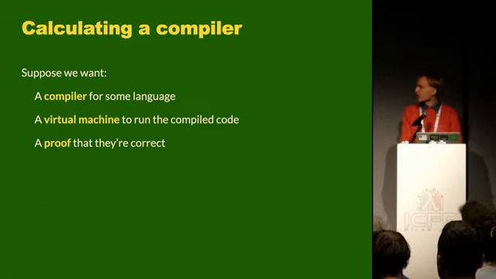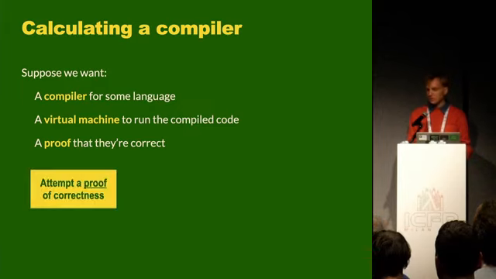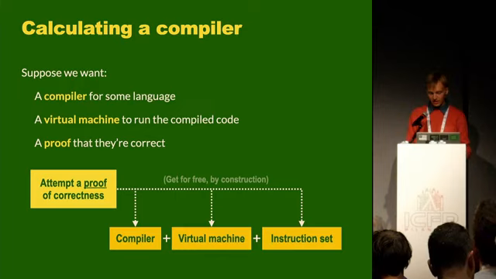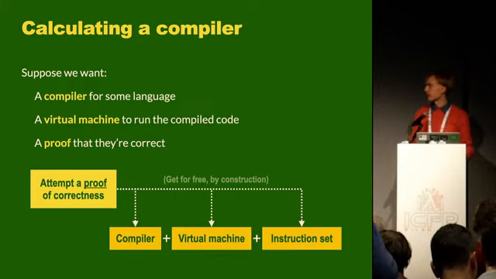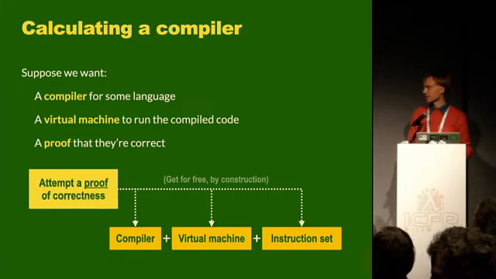But the nice thing is that we can actually take a different approach here, and we can flip this problem on its head. We can start by trying to prove the correctness of our compiler. And the thing is that at this point, the compiler doesn't exist. So we get a little bit stuck, but then we realize that we can define the compiler so that it is correct by construction. The compiler, the virtual machine, and the instruction set fall for free out of this proof, which is I guess why I'm saying that it's some form of magic, right?